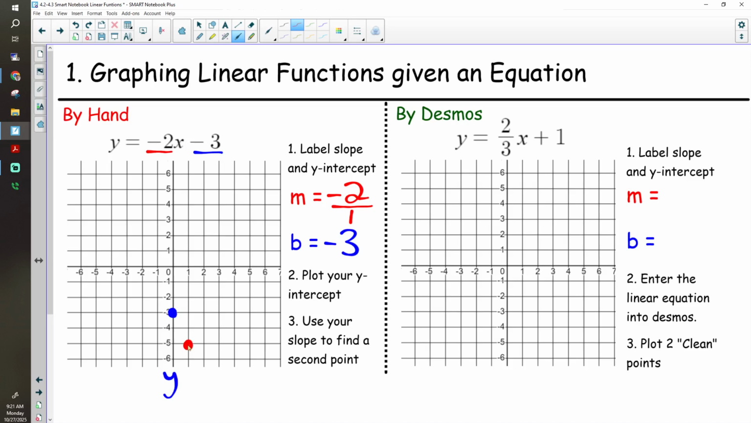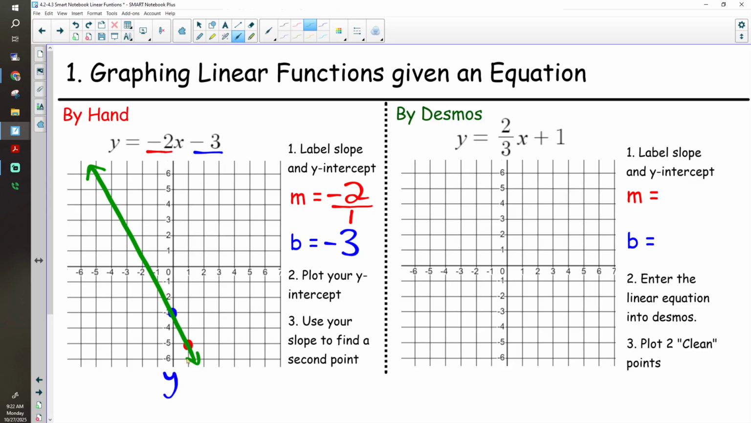And now all we do is do our best to draw a straight line that goes through our 2 points and we're done. Arrows on both sides. And that is how you graph a linear line by hand. I think it's faster. You just look at your 2 numbers. Boom, negative 3, negative 2, down 2 over 1. Connect it, done.